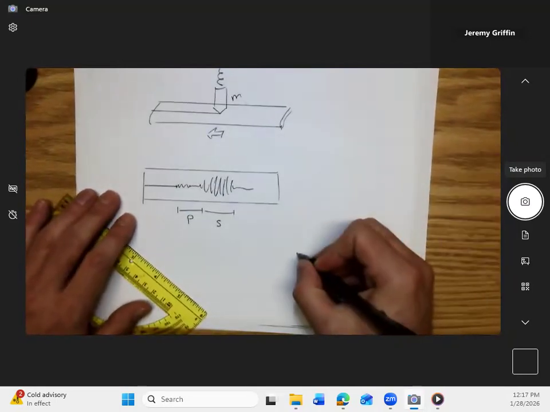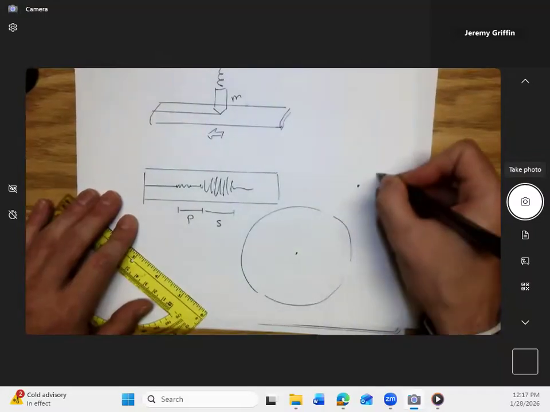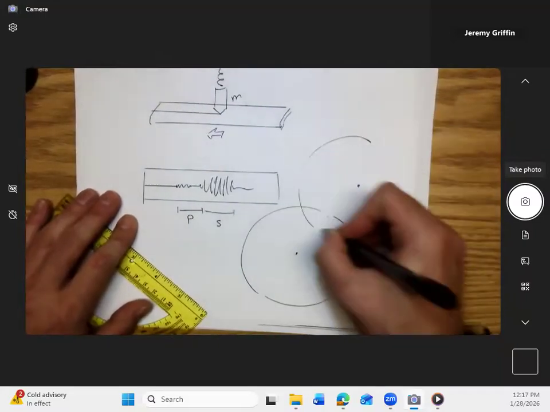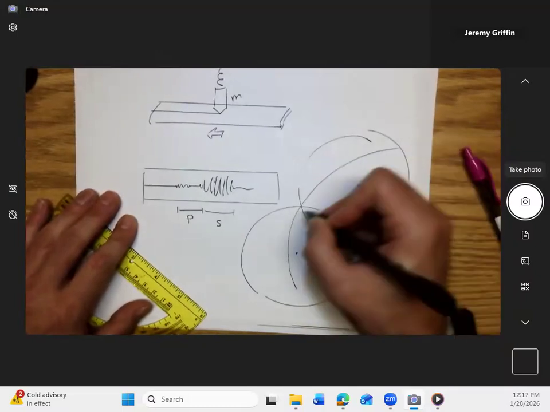Yeah. And then if you have a bunch of seismograph stations and you draw radii around each one and say, oh, it happened this far away, this far away from this one, maybe this far away from that one, you can find the epicenter.